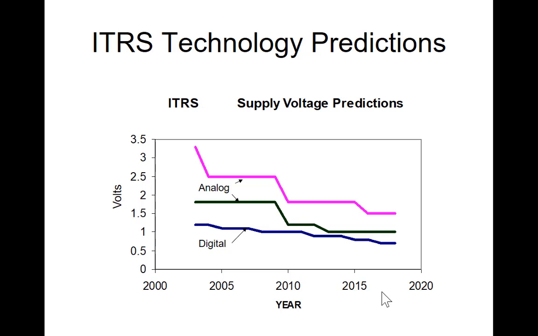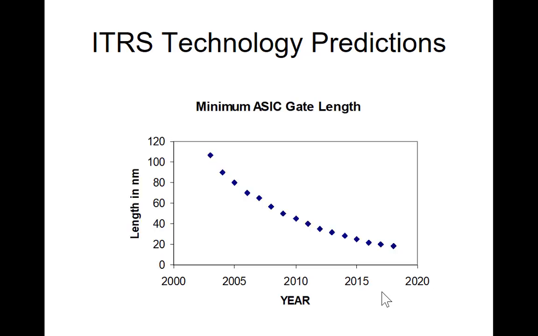The analog supply voltage is all over the map. In some circuits we have 2.5 volt supplies today. Other people are building useful analog circuits at 1 volt supplies and so forth. So it's somewhat dependent upon process and particular market opportunities. Here's how the gate length has changed.